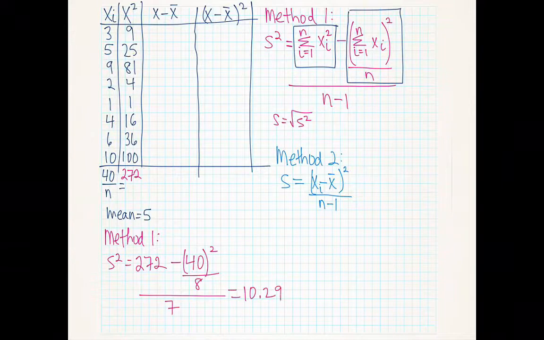So that is method 1. It doesn't require a lot of computations. It's just taking the values, squaring them, summing those, and then plugging the numbers in. So that's one way of doing it, and that will give you the sample variance. A second way is using method 2.